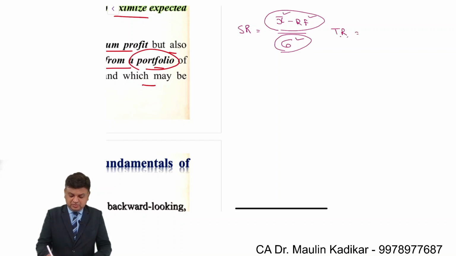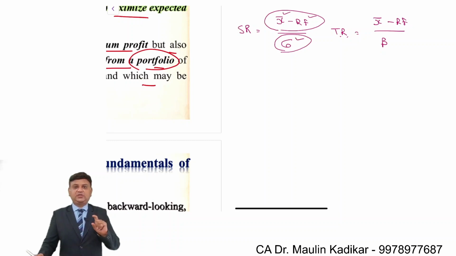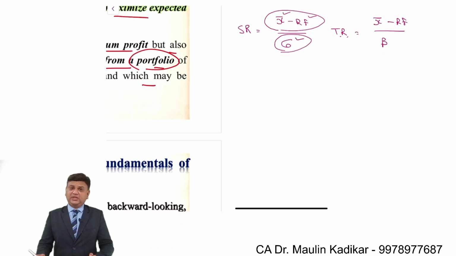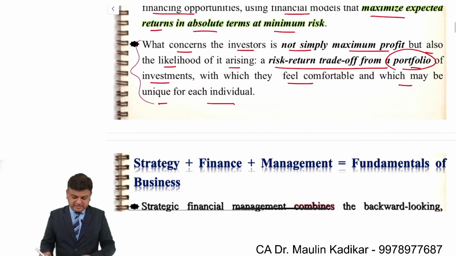We have Treynor's ratio. Similarly, X bar minus RF divided by beta. So what are these ratios measuring, friends? These ratios are measuring the risk-adjusted return. It means that if you have generated a very good return, but for that you have taken a very high risk, then that may not be considered very good. You should always make sure that you are able to generate the return by minimizing the risk so far as possible. That is what this paragraph says.